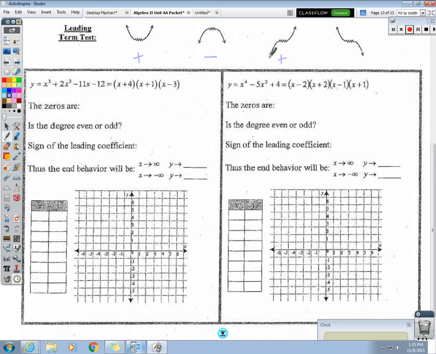Positive. Look, from left to right, aren't you going up? Remember, we read left to right, so same thing with graphs. From left to right, you're going up. So this one from left to right is going down, so it's negative and odd.